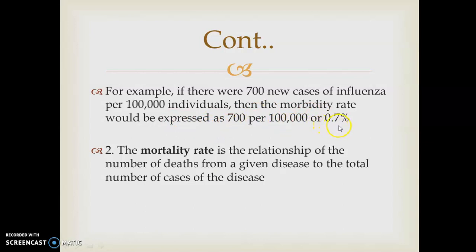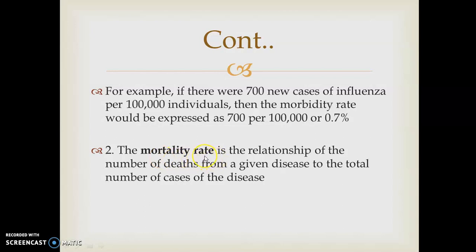As I said, the rate can also be expressed as a percentage. So this is the morbidity rate: if the total population size is 1 lakh individuals and there are only 700 new cases of influenza, the morbidity rate is 0.7%, or 700 per 1 lakh. Now the mortality rate.